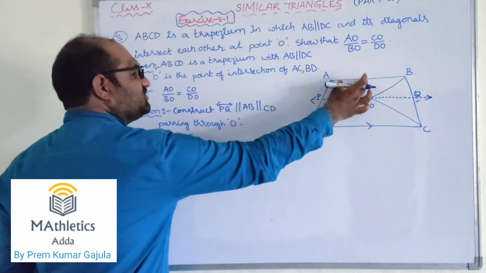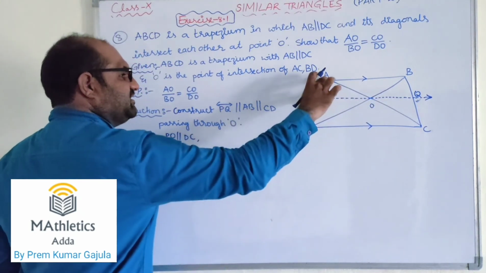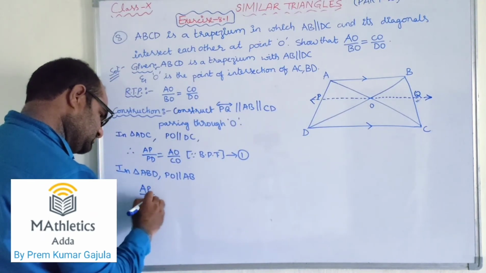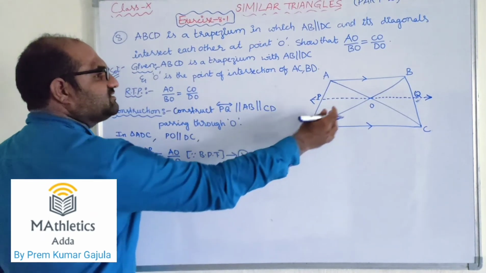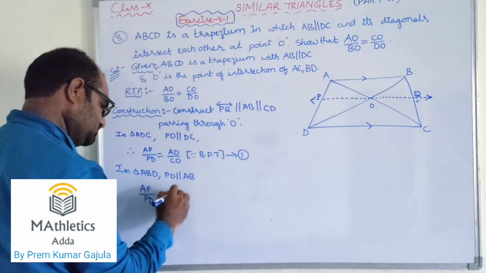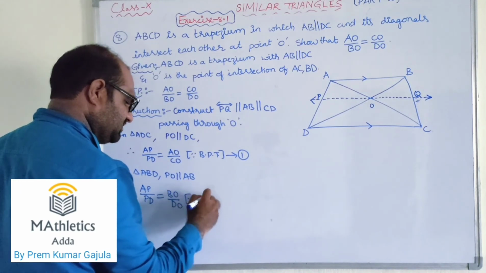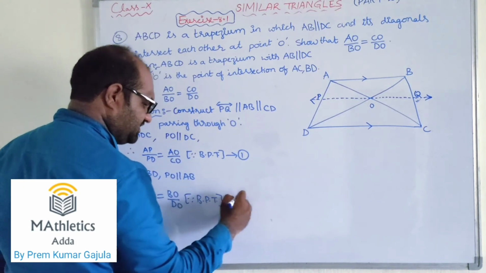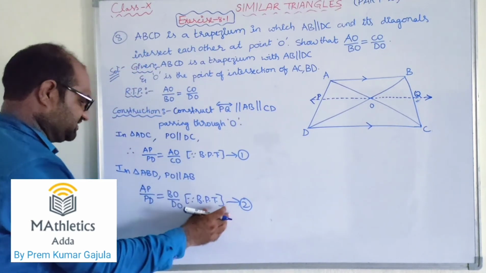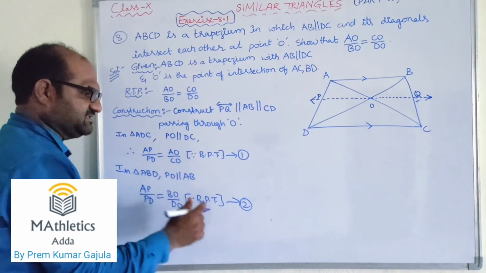So if this is parallel to this, then this divides the other two sides in equal ratio. That is again AP by PD is equal to BO by DO. Okay. So again from BPT theorem. Let it be equation number 2. So from equation 1 and 2, if you observe carefully, AP by PD is the same on both LHS. So we can equate the RHS.